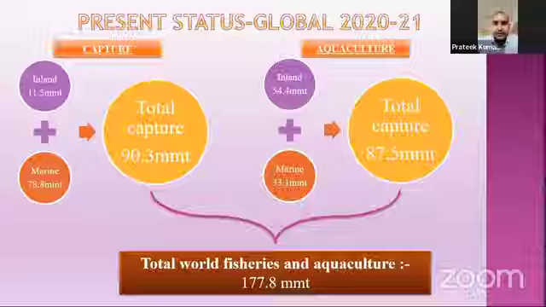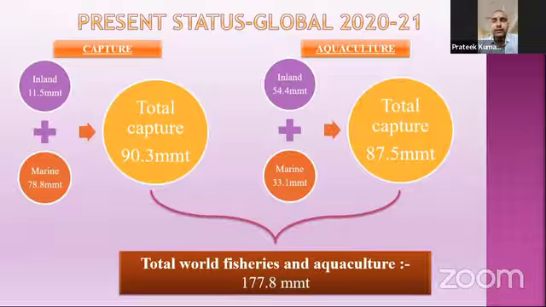Culture production, inland and marine, also known as aquaculture, is what can be cultured by us, not a capture scenario. So inland is 54.4 million metric tons and marine is 33.1 million metric tons, meaning total culture of 87.5 million metric tons. Next slide, please, ma'am.